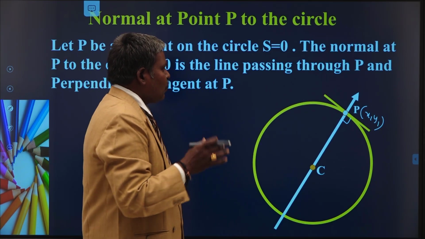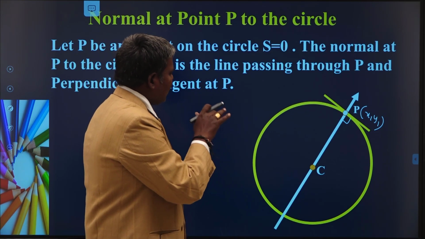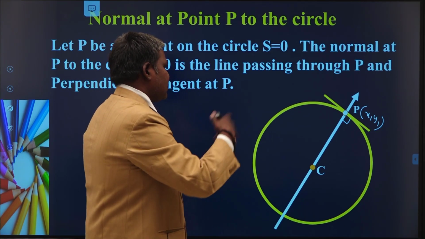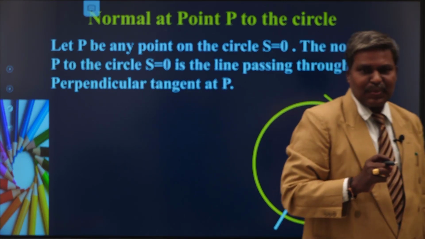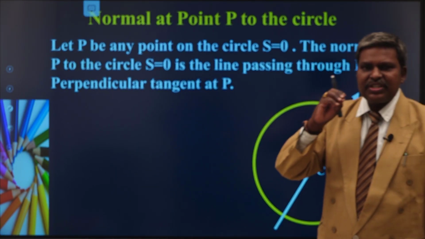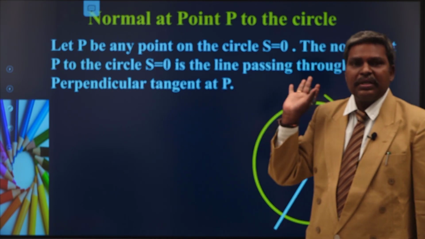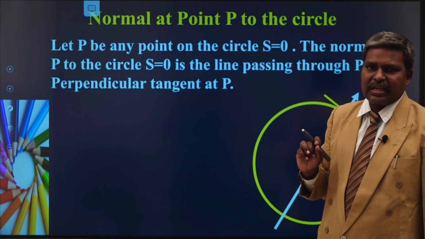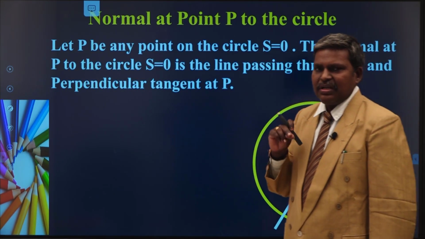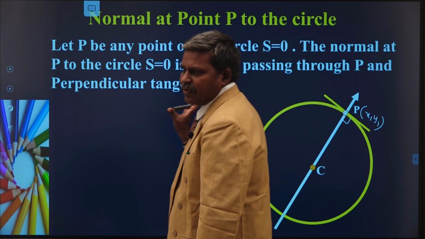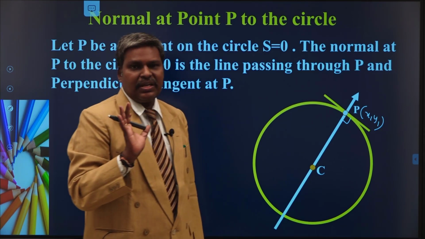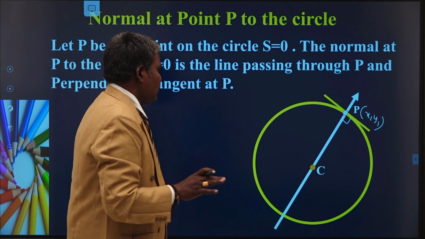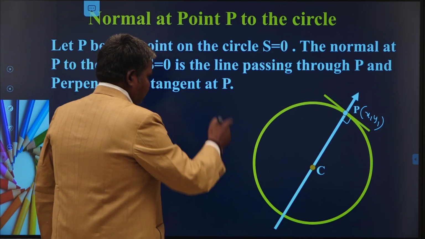That is one thing. Once you know the normal at any point passes through the center of the circle itself, you just take C and P, write the equation of CP, and that gives the equation of the normal at P. So the equation of CP itself is the equation of the normal at P to the circle. Remember, up to the circles chapter, there is no problem in finding the equation of the normal. You just find the line joining C and P, and we get the equation of the normal at P to the circle.